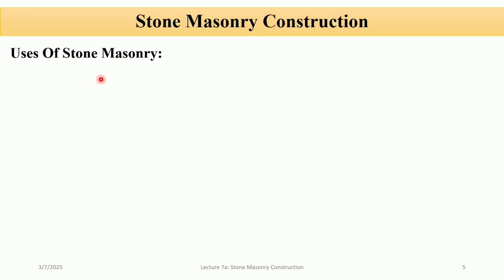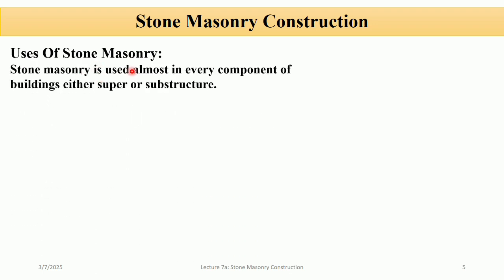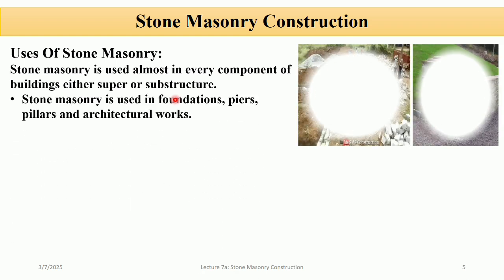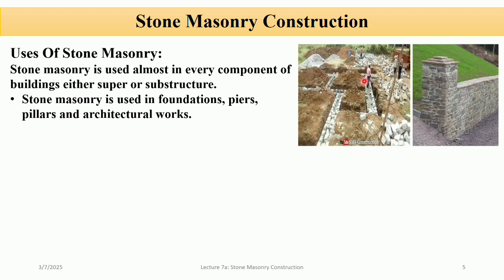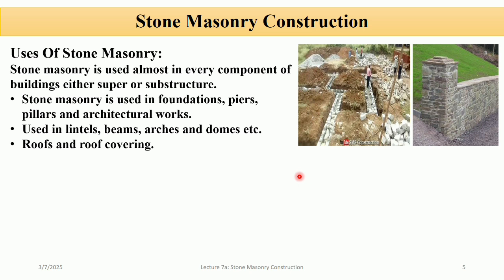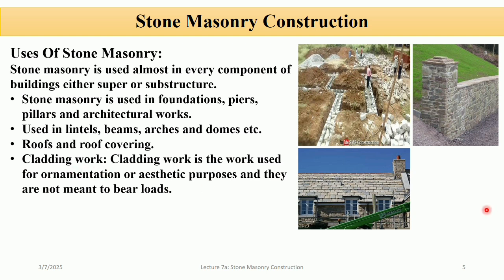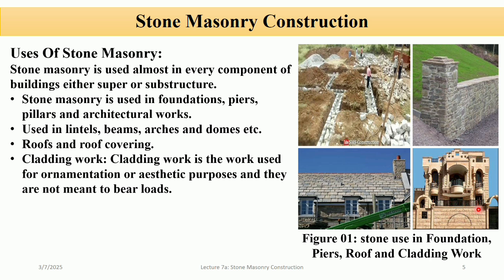Now let's discuss the uses of stone masonry. Stone masonry is used in almost every component of buildings, either superstructure or substructure. It is used in the foundation, in piers, pillars and architectural work. It is used for making lintels, beams, arches and domes, roofs and roof covers. Stone masonry is also used in cladding work. Cladding is a protective or decorative layer applied to a building's exterior or interior surfaces.